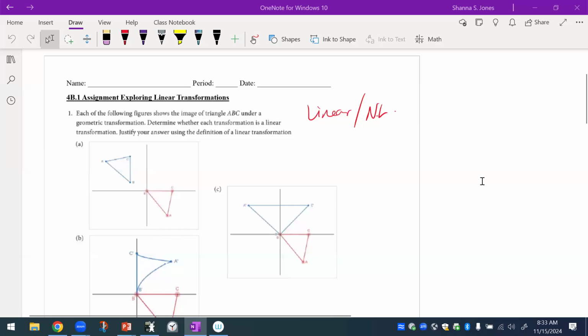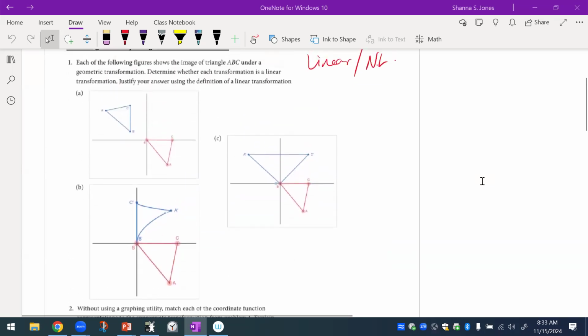All right. So on your assignment, what you're doing was using your Frayer model of notes, your practice from Desmos, and your class practice to determine whether things are linear transformations or not. So on part one, all it's asking you is 1A, 1B, and 1C, do they represent linear transformations? And from your Frayer model, it talked about linear transformations is a line to a line.